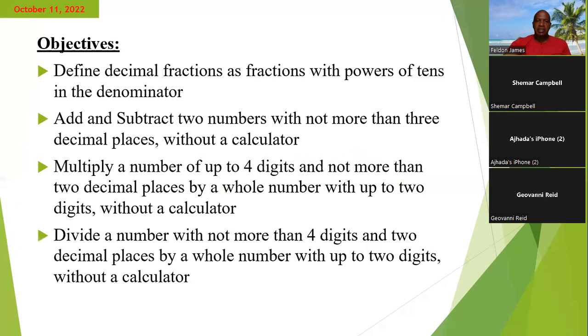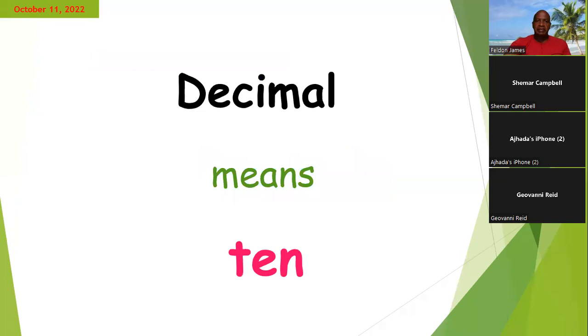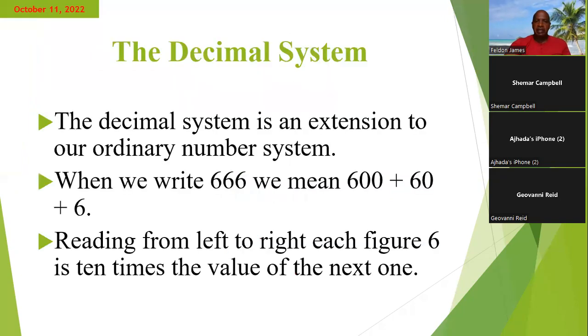All right, so we say decimal has to do with 10. When we are looking at decimals, we are looking at a special type of fraction. And if it's a fraction, we expect it to be similar to fractions in that you may have a fractional part, you may have a whole number part, and you may have a mixture of whole number with fraction.